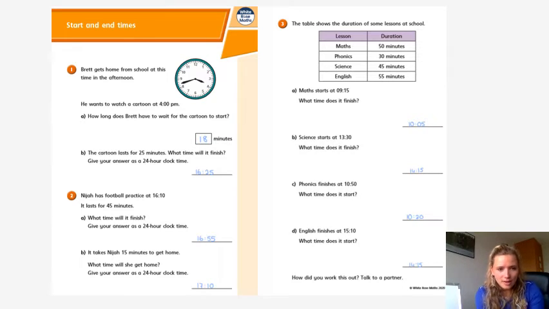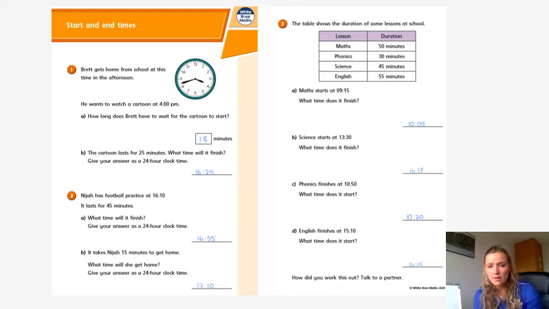Okay, number 2. Nija has football practice at 16:10 or 10 minutes past 4. It lasts for 45 minutes. What time will it finish? So once you have done your jumping method, you will have noticed that if you add 45 minutes to 10, you will have got 55. And so your time will be 16:55, because we still want to leave it in the 24-hour clock in the afternoon. Okay, it takes Nija 15 minutes to get home. What time will she get home?